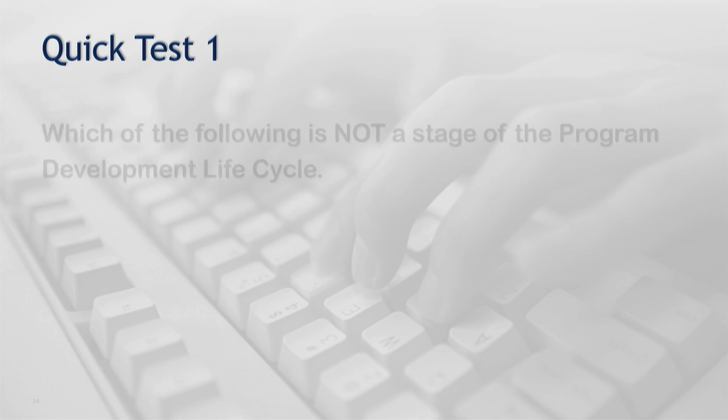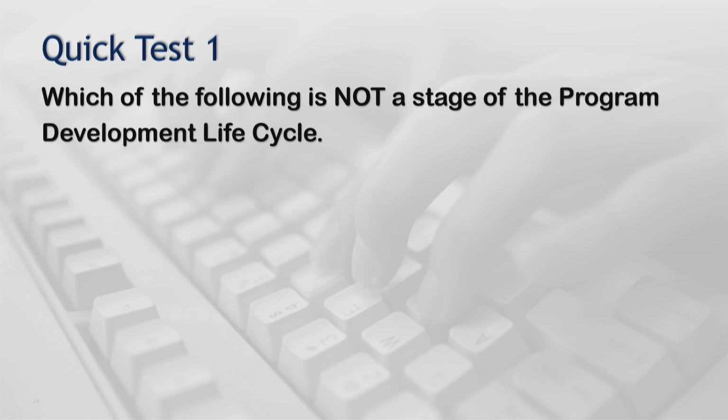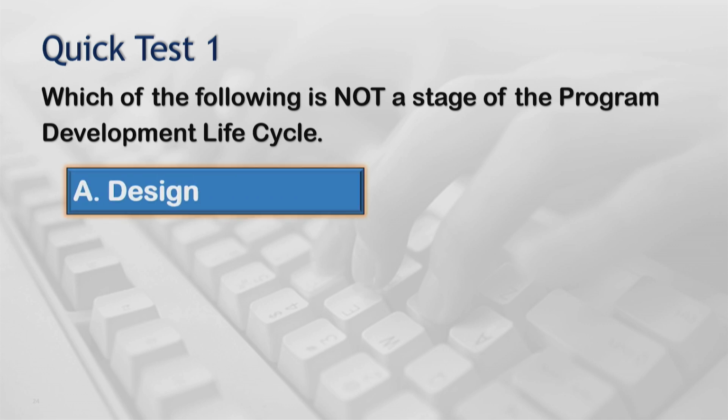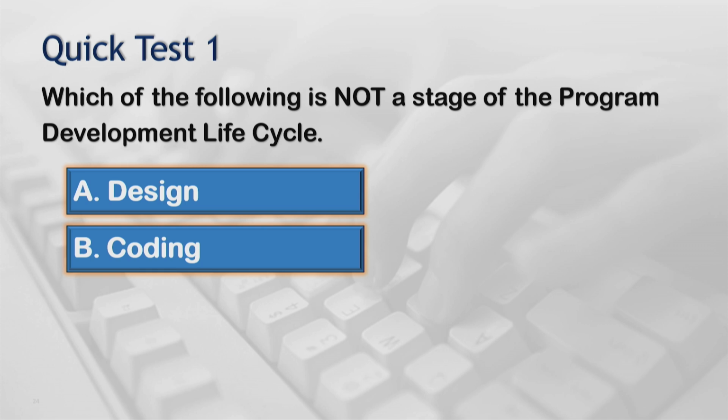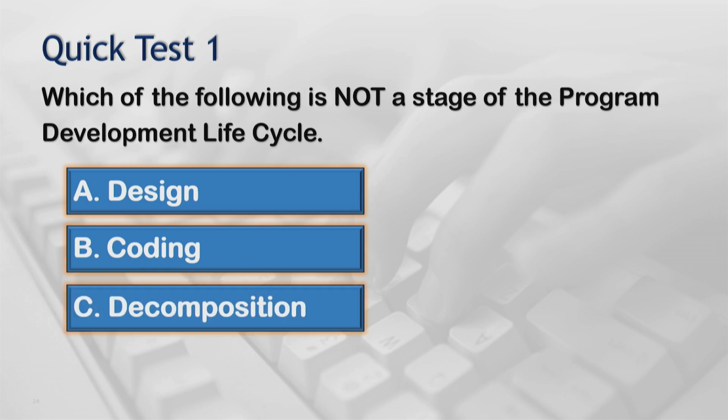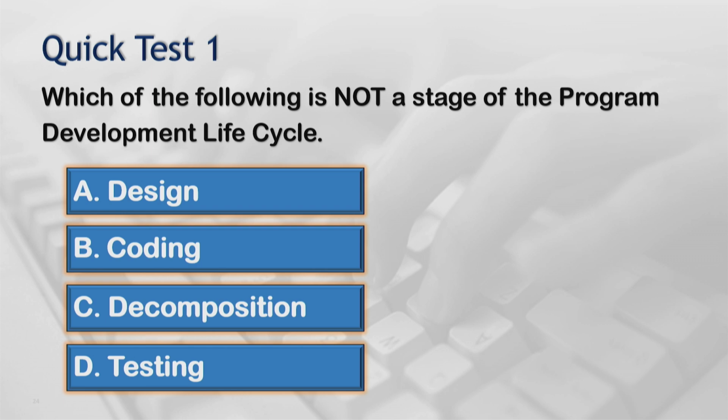The first question is a multiple choice question. Which of the following is not a stage of the program development life cycle? Option A, design. Option B, coding. Option C, decomposition. Or option D, testing.